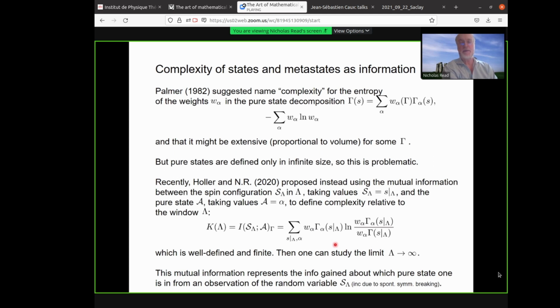And as lambda goes to infinity, it increases. Perhaps it goes to a constant, or perhaps it goes to infinity. Then we can also study how it increases with lambda, which will be useful information if we could calculate it. And the meaning of mutual information as applied to this particular case is the amount of information that we gain about which pure state our configuration belongs to if we just make an observation of the random variable, which is the spin configuration in the window. So that's a limited amount of information, but as lambda gets larger, this gives us more information.